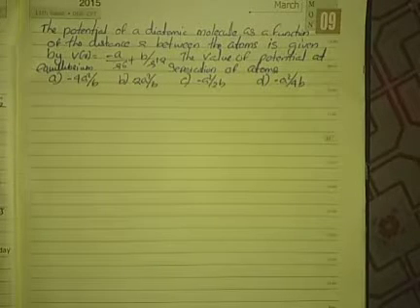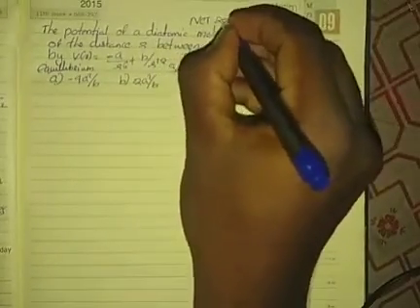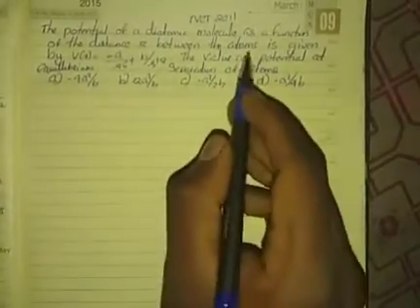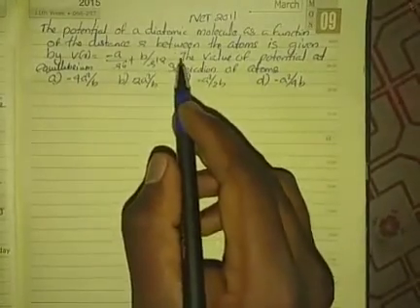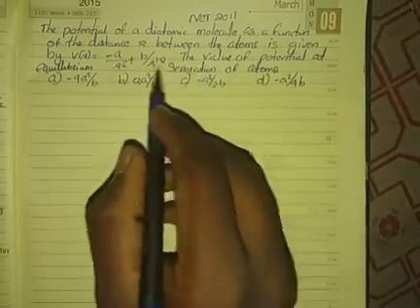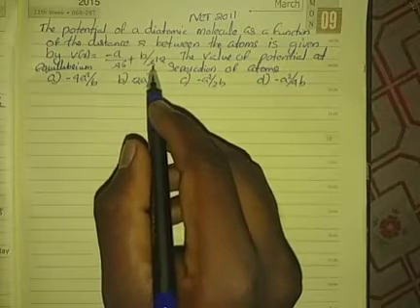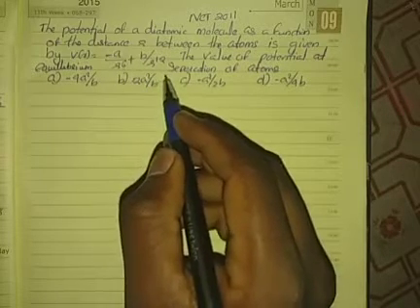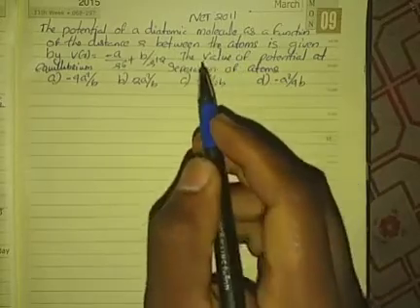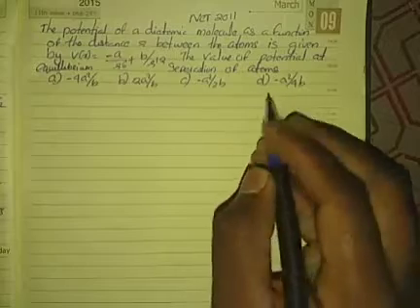Hello guys, what we have here is a question which was asked in the NET December 2011. The question is that the potential of a diatomic molecule as a function of distance r between the atoms is given by V of r is equal to minus a by r raised to 6 plus b by r raised to 12. Then the value of potential at the equilibrium separation between atoms, that's the question.